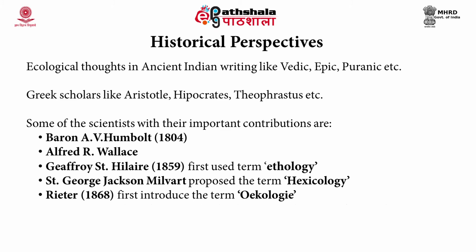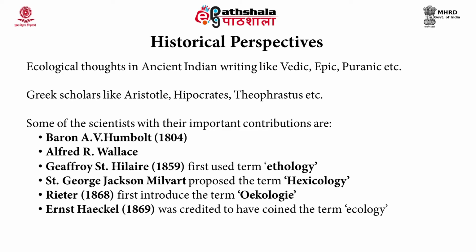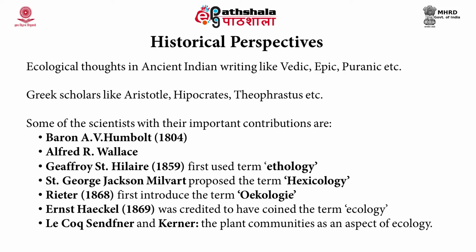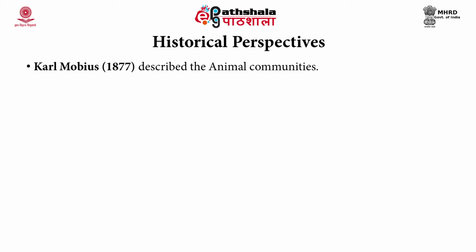Reiter in 1868 first introduced the term ecology to describe the interrelationship that exists between organism and environment. Ernst Haeckel in 1869 was the first German biologist credited to have coined the term ecology and used it widely in his literature. He also precisely described and gave the definition of the term ecology. L.C. Sanfner and Kerner introduced for the first time the plant communities as an aspect of ecology. Karl Moebius in 1877 described the animal communities.